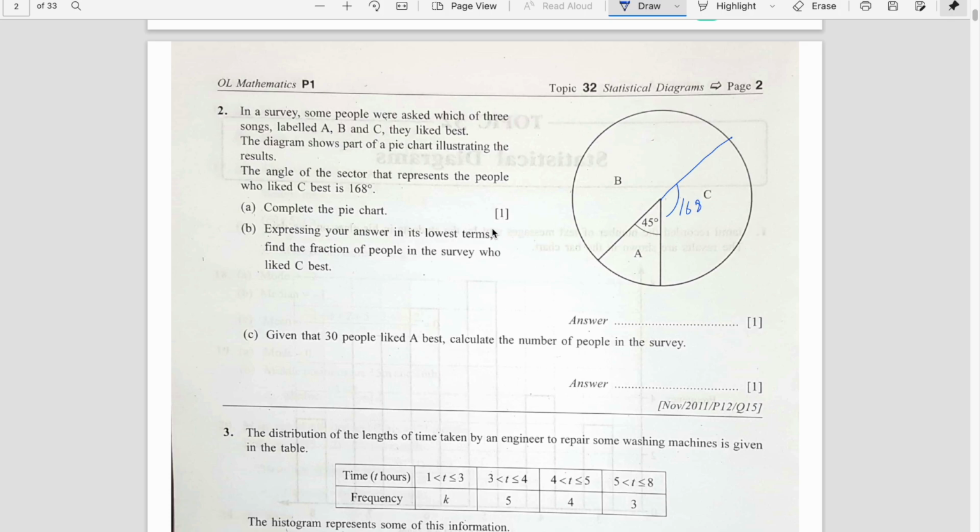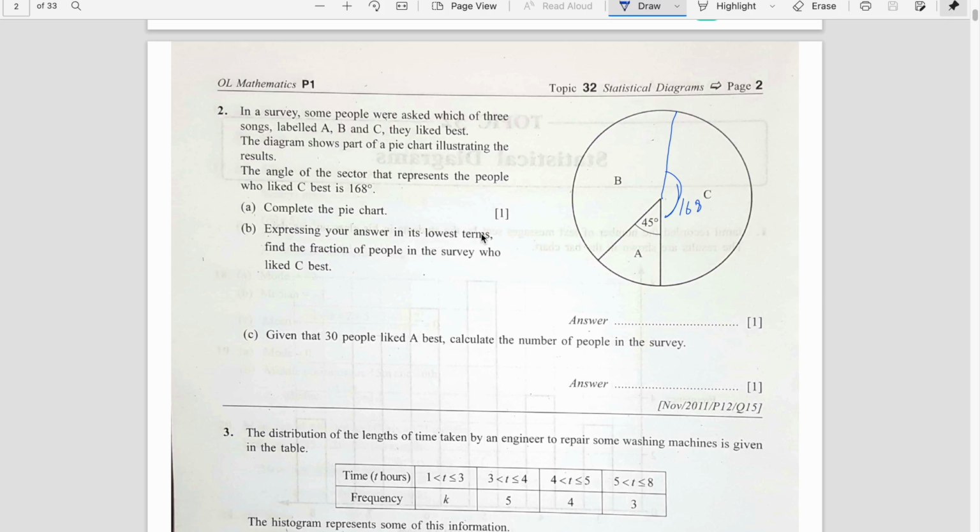I'm just roughly drawing it. And let me check. 168 plus 45 is 213. So this is actually more than this, not a straight line. Let's say this is 168.